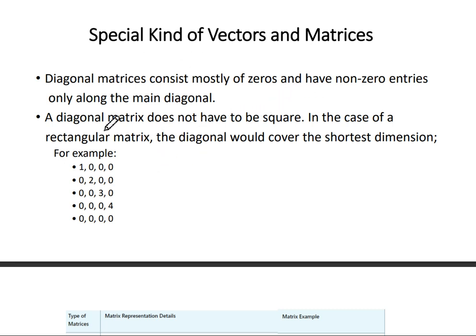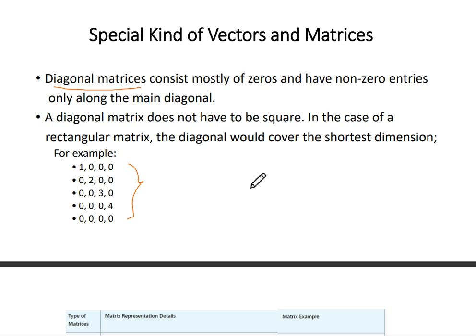So let us begin with matrices. The first one is the diagonal matrix. The diagonal matrix consists mostly of zeros and has non-zero entries only along the main diagonal. In this example, we can observe clearly that the diagonal part entries are non-zeros and the remaining are all zeros.